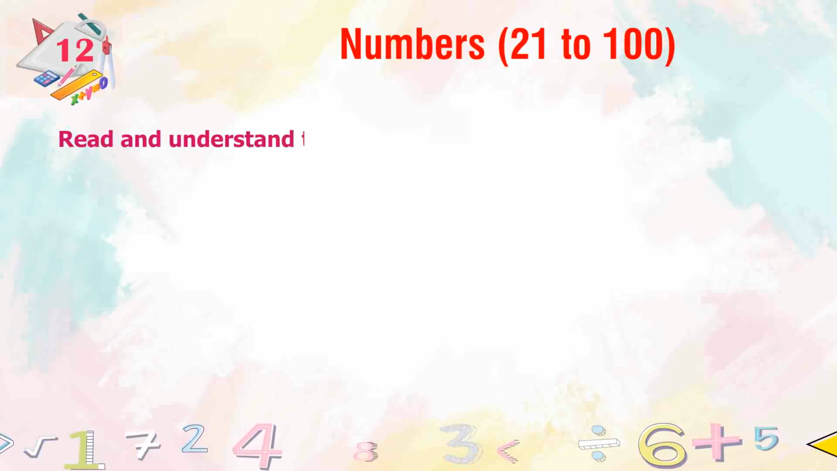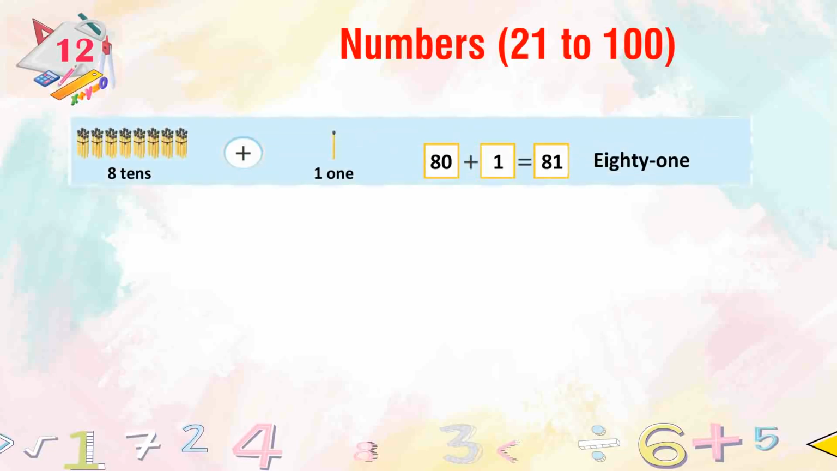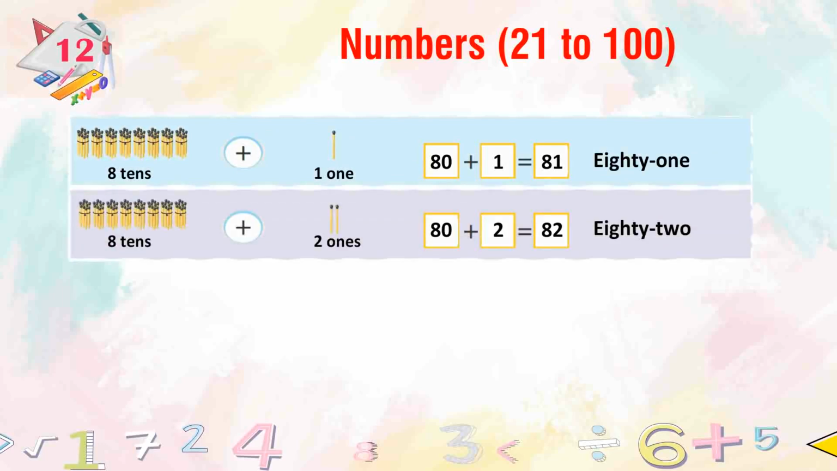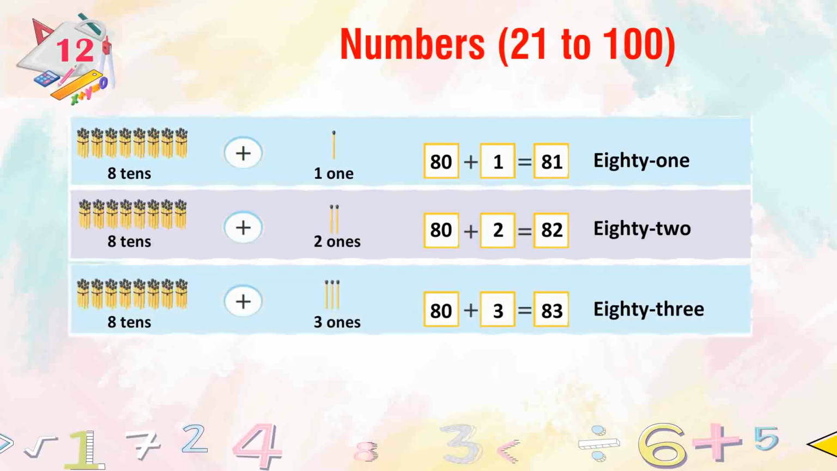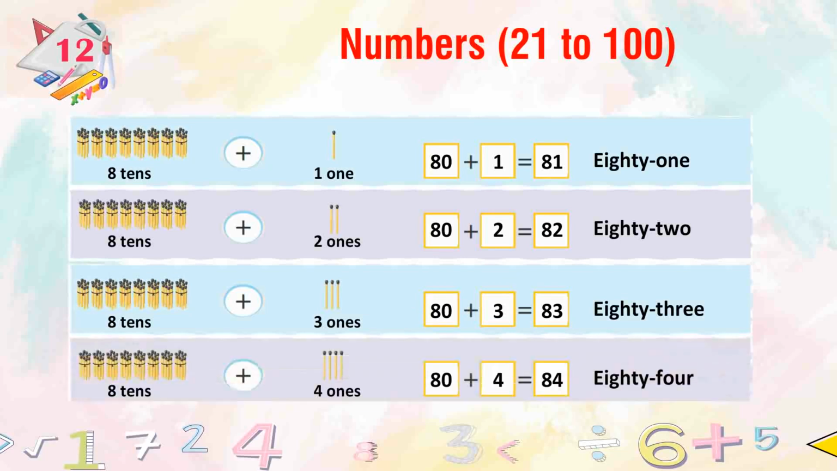Read and understand the numbers from 81 to 90. 8 tens plus 1 one: 80 plus 1 is equal to 81. 8 tens plus 2 ones: 80 plus 2 is equal to 82. 8 tens plus 3 ones: 80 plus 3 is equal to 83. 8 tens plus 4 ones: 80 plus 4 is equal to 84.